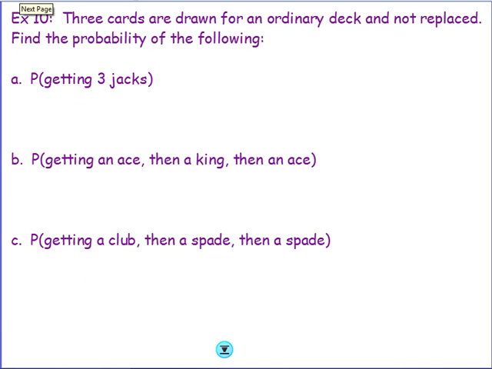3 cards are drawn from a deck of cards, and keyword here, not replaced. You are changing your deck of cards every time. So we are looking at the probability of getting 3 jacks. So another way of writing that is a jack, then a jack, then a jack.